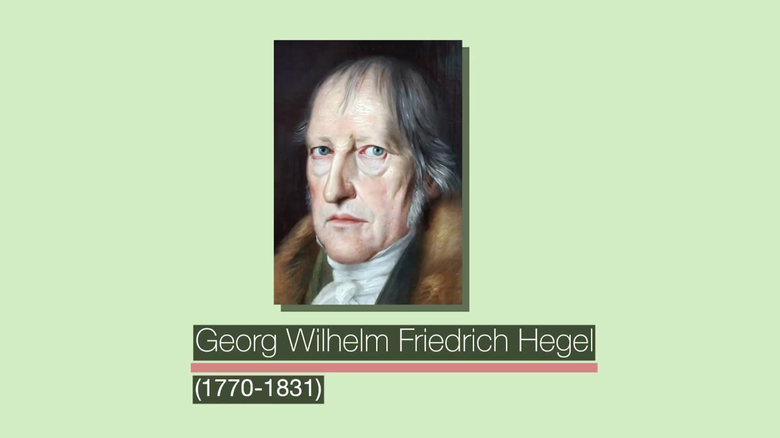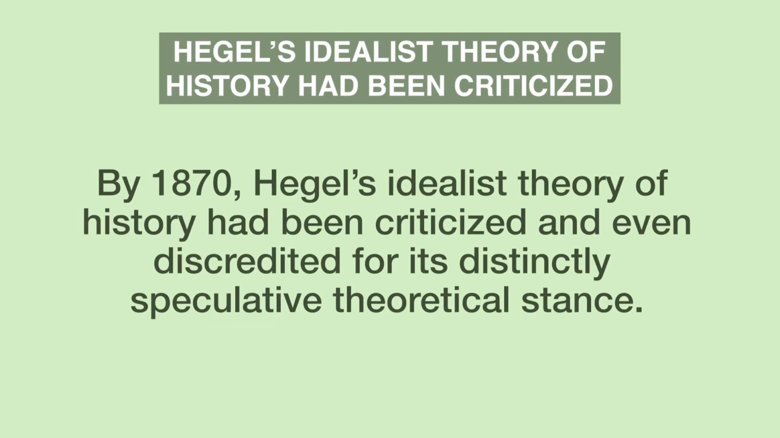We were talking about the different theoretical instances, and another instance which came in the debate between positivism and interpretive sociology was also George Hegel. By 1870, Hegel's idealist theory of history had been criticized and even discredited for its distinctly speculative theoretical stance.